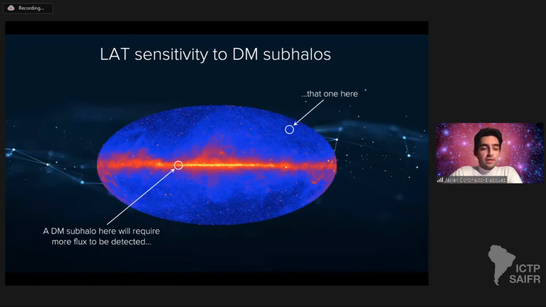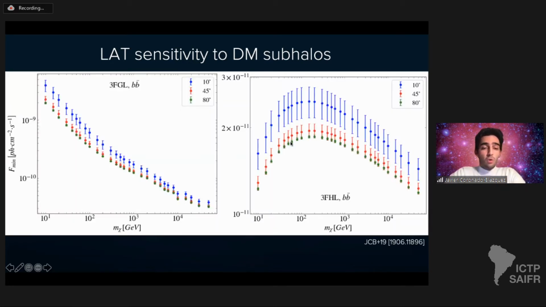Intuitively, we can see that a dark matter subhalo placed just here will require more flux to be detected. The instrument will be much less sensitive than one here, due to the fact that the diffuse emission is much larger and more important here, and here at high latitude. We perform this by simulating lots of subhalos in the sky in different setups.